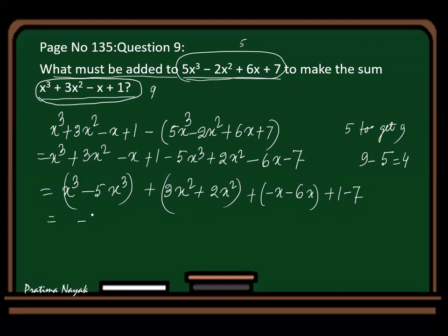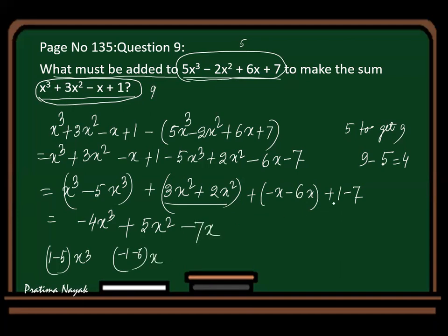So it will be −4x³, 1 minus 5 is −4x³. Next is 3 + 2, 5x². Then it is −x − 6x, that will be −7x. And this is −6. So this is the answer.